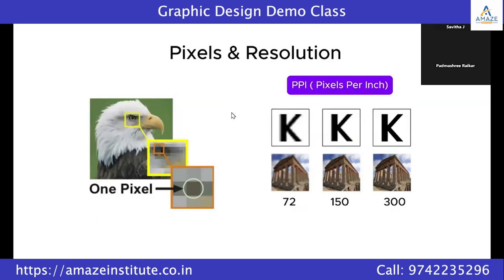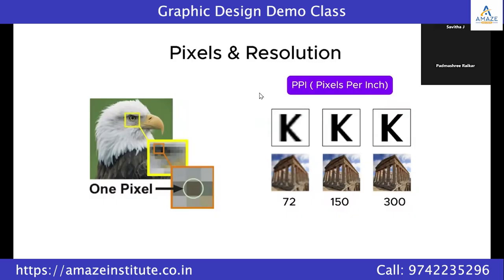Then next, pixels and resolutions. As I told you before, we are using Illustrator and Photoshop. In Illustrator it is resolution based, and this we call vector based. Illustrator is vector based software, and Photoshop is raster based, or pixel based, we call. So in Illustrator, whatever shapes or images you are using, if you keep on zooming, the resolution will remain 100% good.